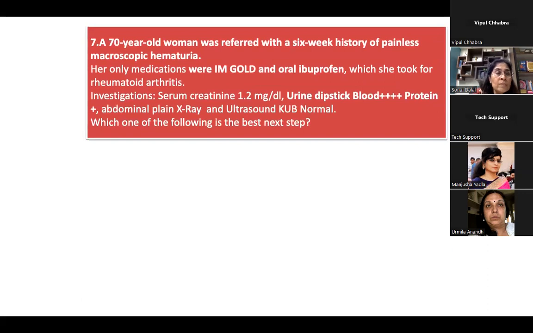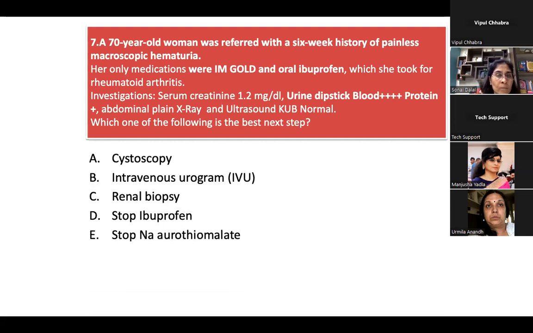We move on to question number 7. A 70-year-old woman was referred with a 6-week history of painless macroscopic hematuria. Her only medications were IM gold and oral ibuprofen, which she took for rheumatoid arthritis. Her investigations show serum creatinine of 1.2, urine dipstick blood 4+ positive, protein 1+, and abdominal plain X-ray and ultrasound KUB are normal. Which one of the following is the best next step?